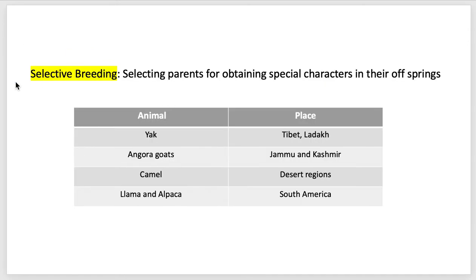Moving on. Selective breeding: selecting parents for obtaining special characters in their offsprings. Now there are certain breeds of sheep, as in certain members of the sheep family, which have very special and very soft, fine hair, and some have only fine hair. These kinds of sheep can easily be used to process the fiber into wool. So what certain people do is they choose two sheep so that they can become the parents of a few other sheep, and they choose the parents that have the best quality of wool.